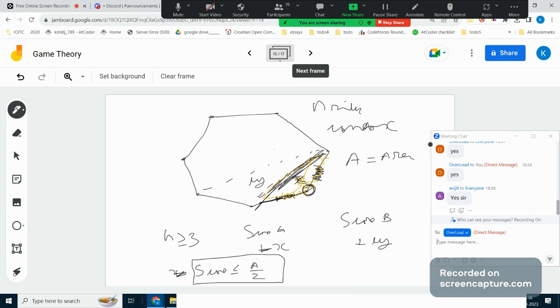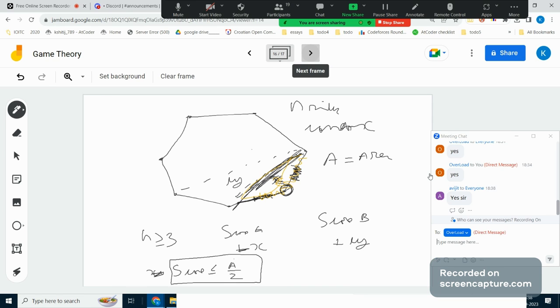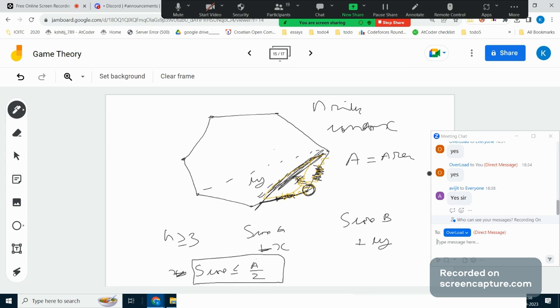It's also possible that both players have the same score, which is exactly half the area, and that's fine. In that case, both players win. So now you need to find a winning strategy for this polygon. I can give you a few minutes to think.